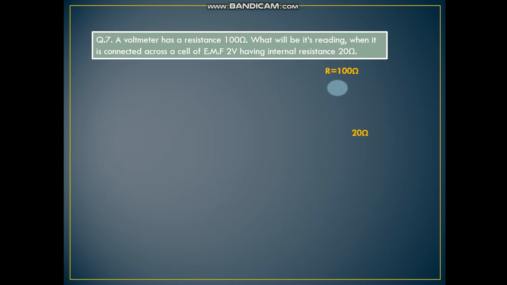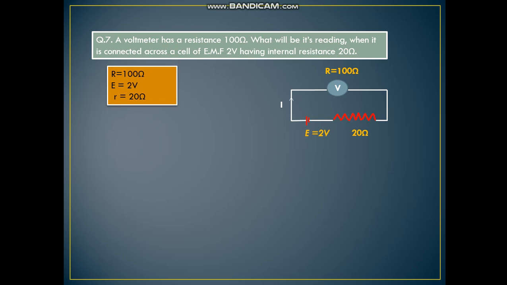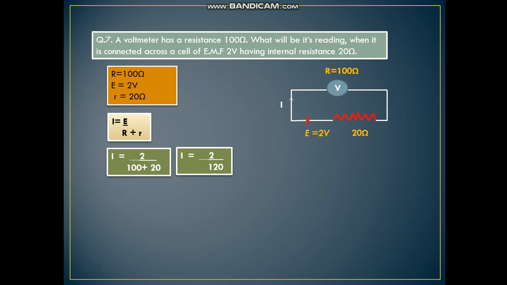A voltmeter again has a resistance of 100 ohms. What will be its reading when it is connected across a cell of 2 volts having internal resistance of 20 ohms? Again, the same circuit diagram. R is equal to 100 ohms, E is 2 volts, small r is 20 ohms. Again, I is equal to E upon R plus r, so I is 2 upon 100 plus 20. I is equal to 2 upon 120, so I is 1 upon 60.